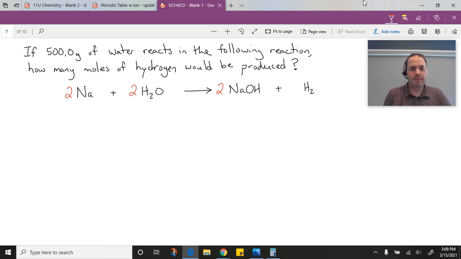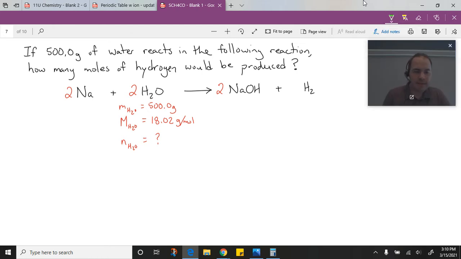Next, I'm going to jot down what I have in this question and what I need to find. So the mass of the water is 500 grams. I know the molar mass of water will become important because to get from mass to moles of water, I need my molar mass, right? So our molar mass, if you look at your periodic table, 1 oxygen and 2 hydrogens would be 18.02 grams per mole. And that's enough information that I can take my mass and my molar mass and figure out, the first thing I'm going to calculate is moles of water.